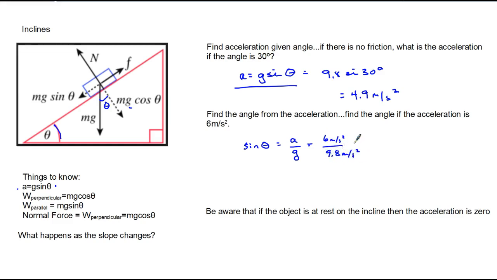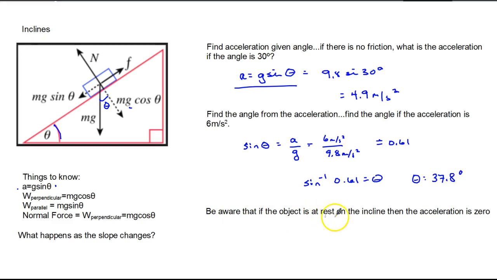6 divided by 9.8 is 0.61, and so the inverse sine of 0.61 will give me my angle. So inverse sine, I get an angle of 37.8 degrees.